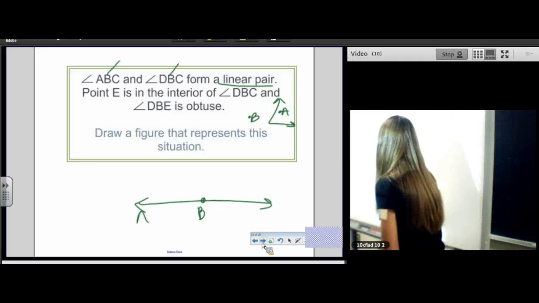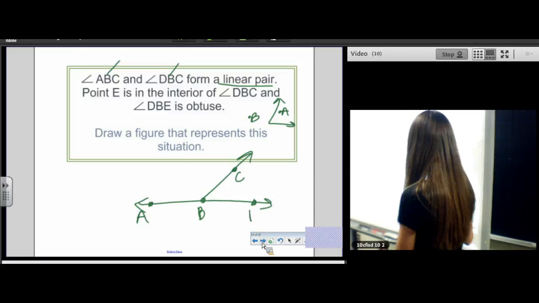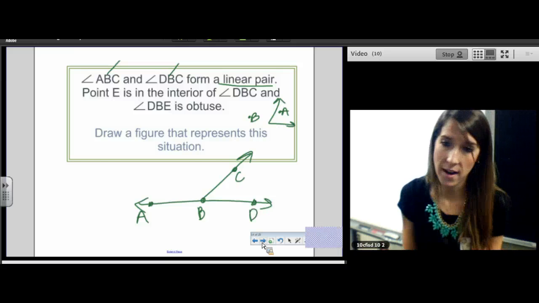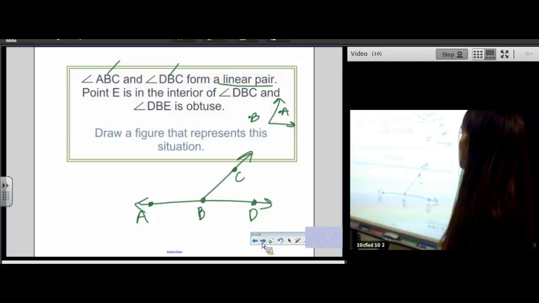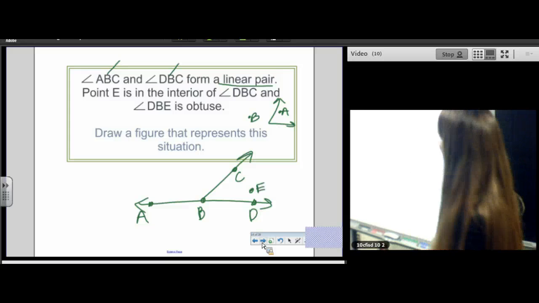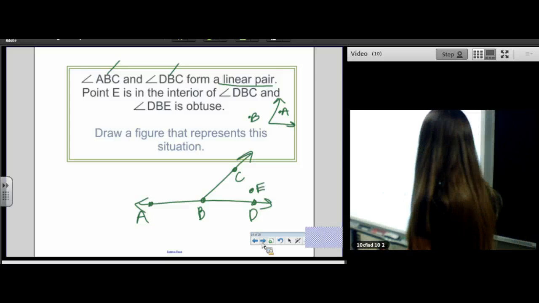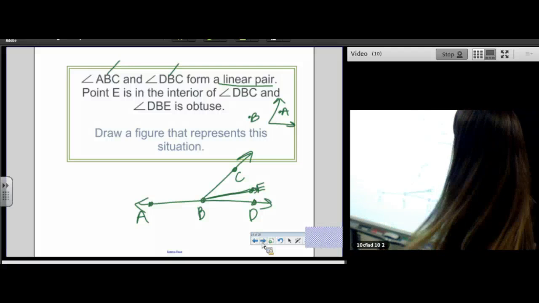So one of these is called ABC, and one of them is called DBC. But I'm not sure. I might have to adjust my picture. We're just playing with it. Point E is in the interior of DBC, so E is somewhere in here, and DBE is obtuse. In my picture, is DBE obtuse? Oh my goodness, not even close.